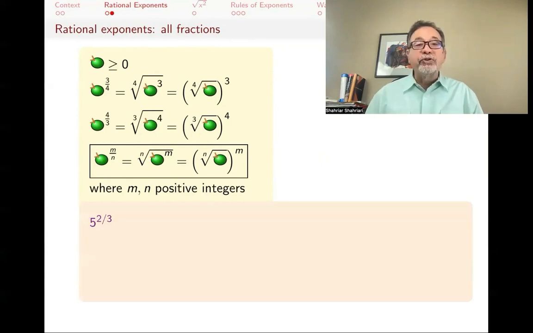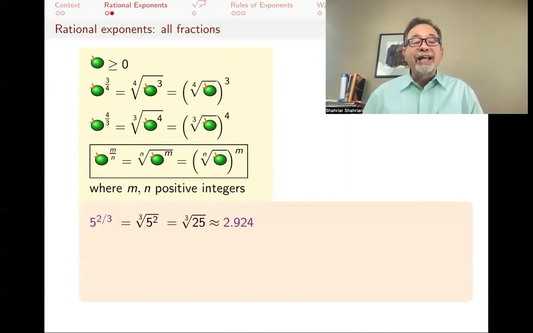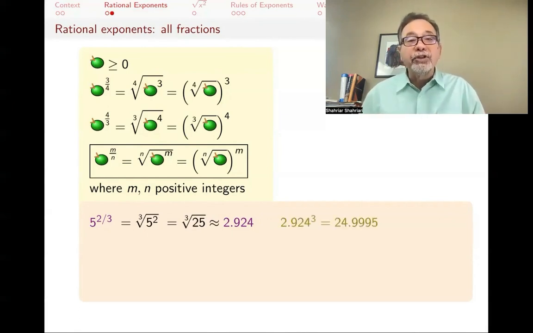For example, 5 to the 2/3, what does that mean? That means cube root of 5 squared. So that's cube root of 25. That's a number that when you multiply it by itself 3 times, you get 25, and it's approximately 2.924. If you take 2.924 and raise it to the 3rd power, you will get something very close to 25.